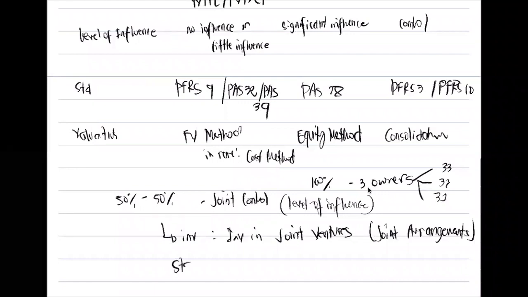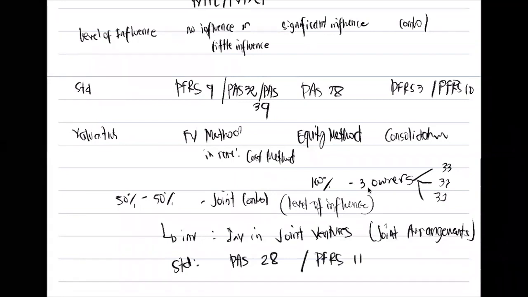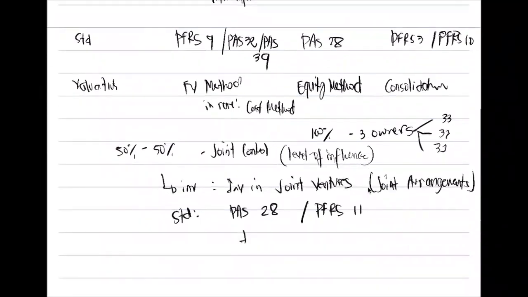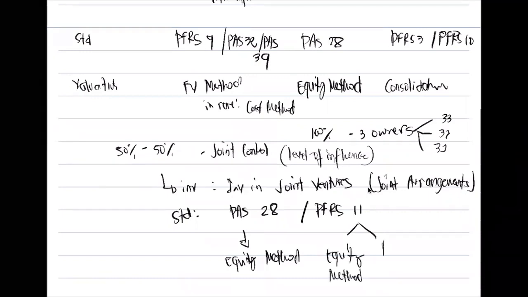So what standard is applicable? We still use up to now PAS 28, but we have a new standard which is PFRS 11. Now under PAS 28, what is provided is equity method. But in your PFRS 11, it provides for two methods. That is your equity method and your proportionate consolidation method.